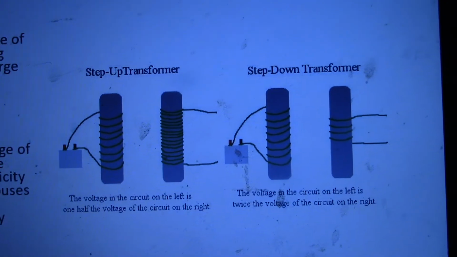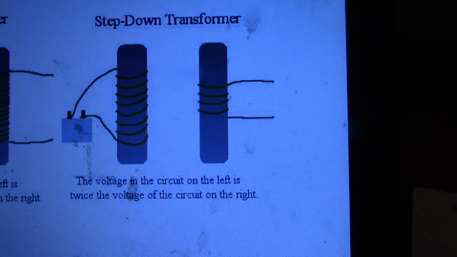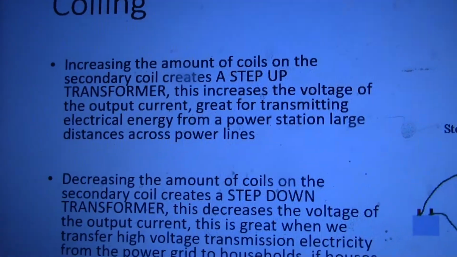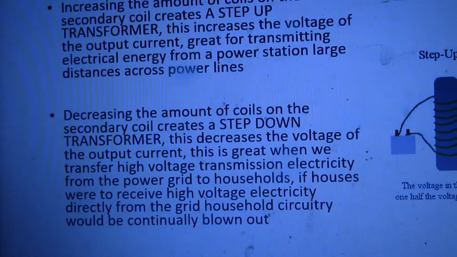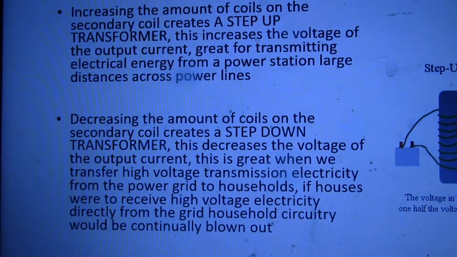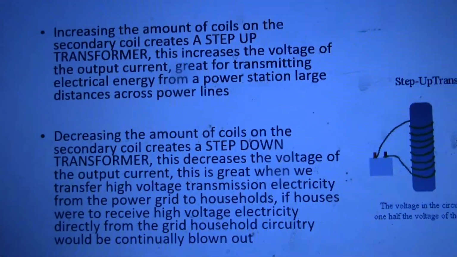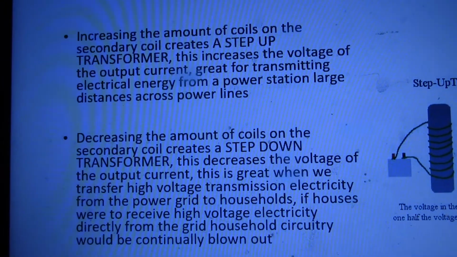So with coiling, you can see this again. Step up has a higher concentration of coils on the secondary coil from the core. Step-down transformers have a lower amount of coils. If we increase the amount of coils on the secondary coil, it creates a step-up transformer. This increases the voltage of the output current. And if we decrease the amount of coils on the secondary coil, that creates a step-down transformer, and this decreases the voltage of the output current. So you can see where this is useful as well. Make sure you read this over on my notes.